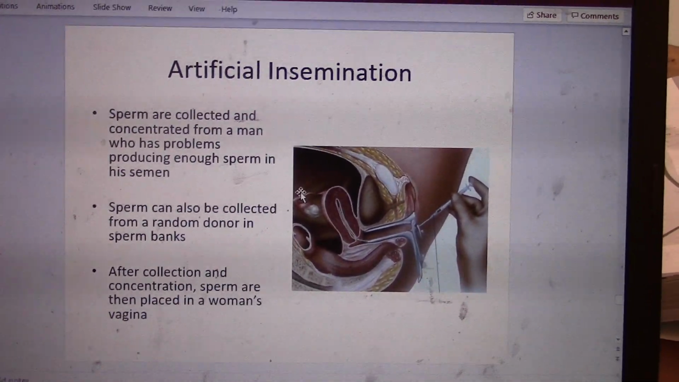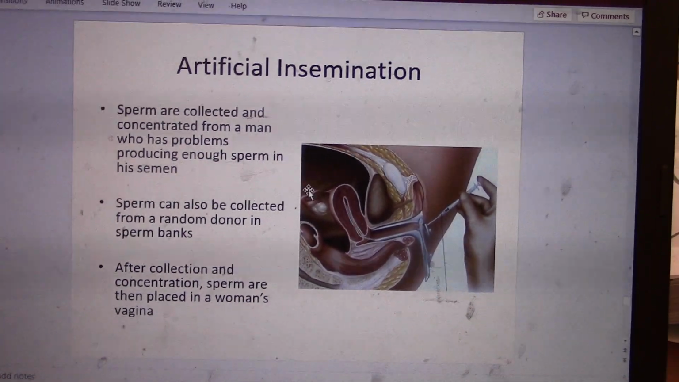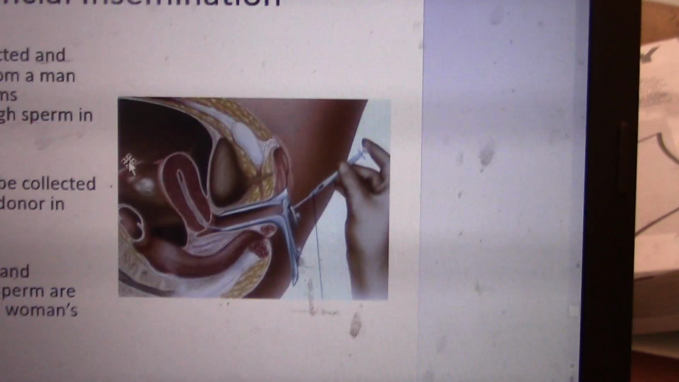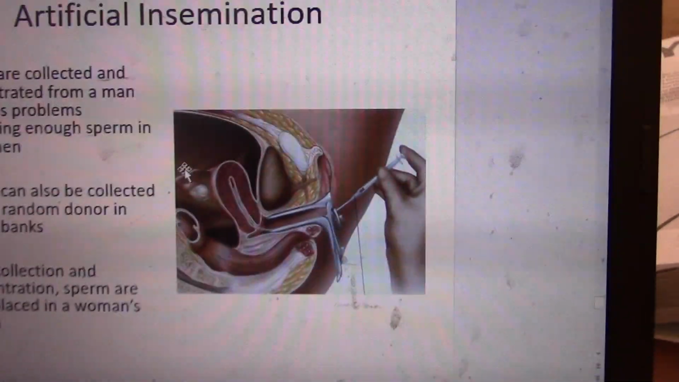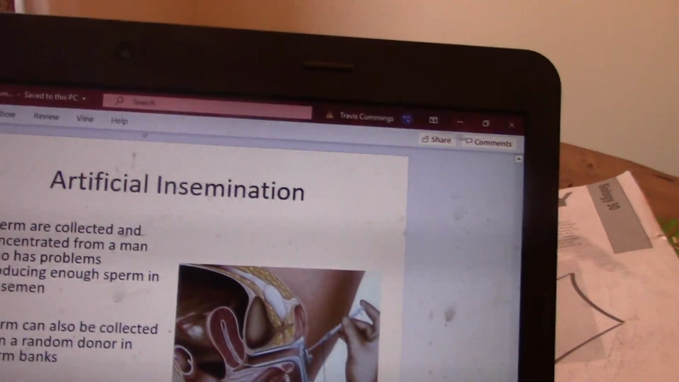This could also happen if someone wants to be artificially inseminated from sperm in a sperm bank. And you can see, this is how Michael Jackson's kids were born, by the way. You can take that information with what you will.